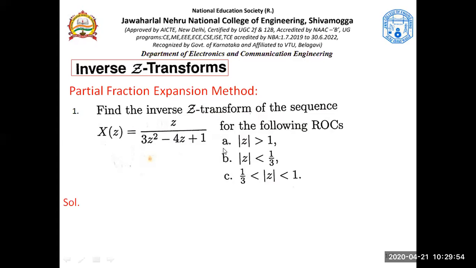But they've given three different ROCs here. Every X of Z is associated with an ROC, but ROCs can change. X of Z would remain the same sometimes, in which case the X of Z is the same but the ROC would change.